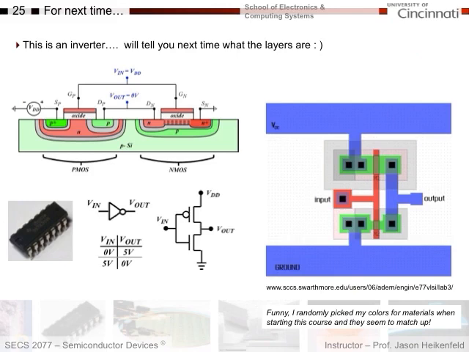The last thing I'll note is next time we will actually look at a layout in terms of when you integrate these things, and we'll be able to figure out also where you put the material systems and how you actually attach the metal lines top side looking down at a device like this.